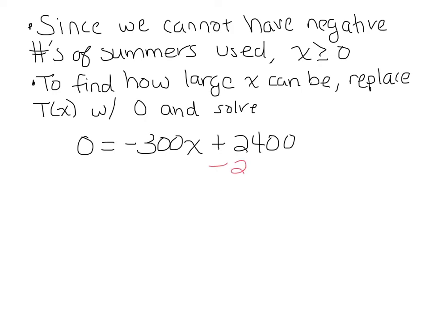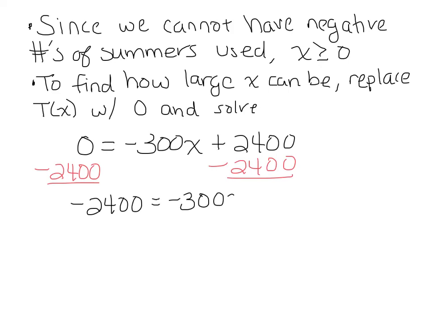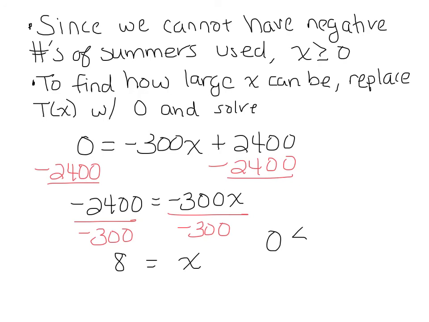So we will subtract 2400 from both sides. Divide by negative 300. And x equals 8. So we will have up to 8 summers of use before there is no trade-in value according to this function. So our domain would be 0 less than or equal to x less than or equal to 8.